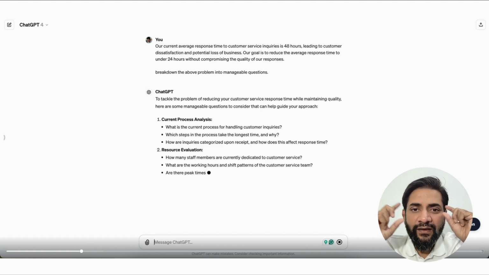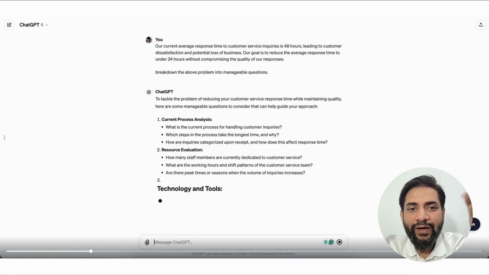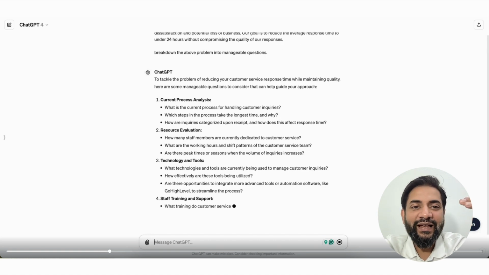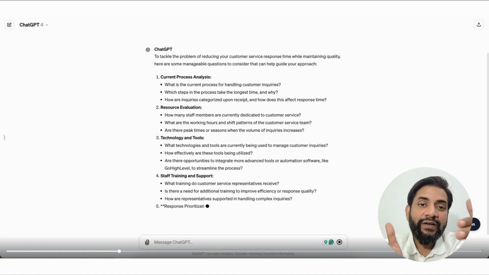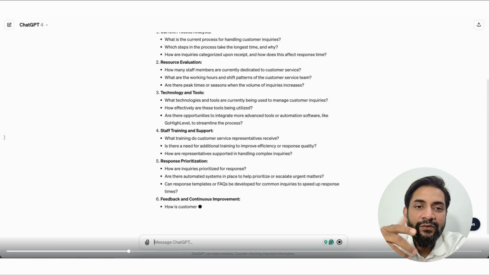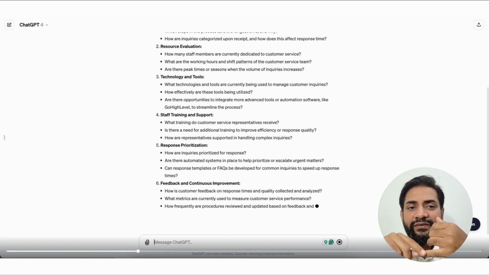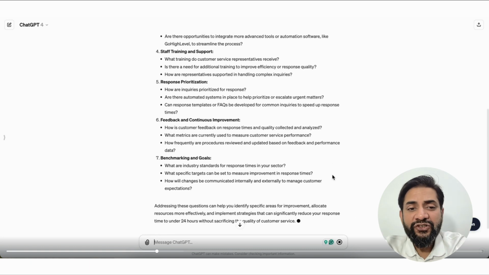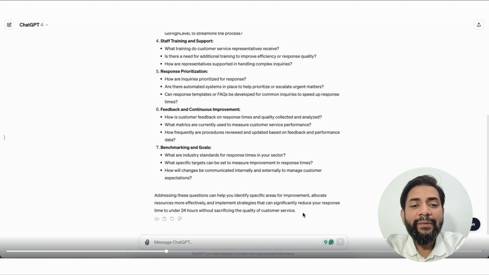So this is a problem that I have in hand. Now I want to break this down into manageable questions. That is, what are the questions that I should be asking myself in order to tackle the biggest problem that I have. So I get current process analysis, resource evaluation, technology and tools, staff training and support, response prioritization, feedback and continuous improvement, and benchmark and goals.